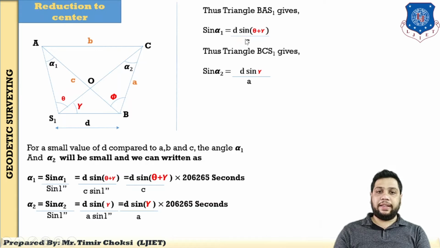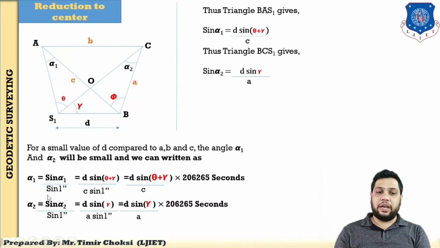After finding sine alpha 1 and sine alpha 2, our main goal is to find alpha 1 and alpha 2 themselves. The value of D is small compared to the sides of ABC, because D is the satellite distance, the distance between the true station and the subsidiary station. It is small compared to a, b and c. So the angles alpha 1 and alpha 2 will be small.